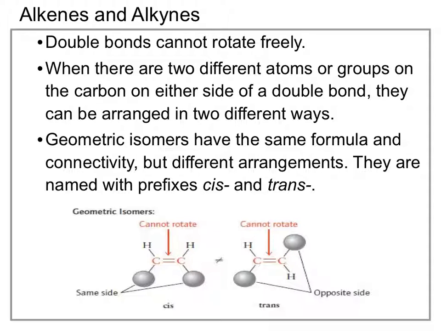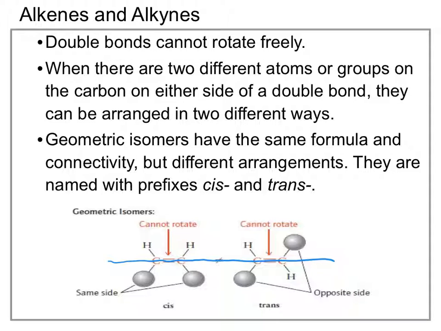If we draw a plane down the middle of our double bond in each case, we can see that in our first one, those 2 big groups are on the same side of the double bond, as opposed to in the second one, those 2 main groups are on opposite sides of the double bond. And so these are what we refer to as geometric isomers. They have the same formula, and all of the atoms are connected in the same way, but there are different arrangements due to the fact that that double bond cannot rotate.